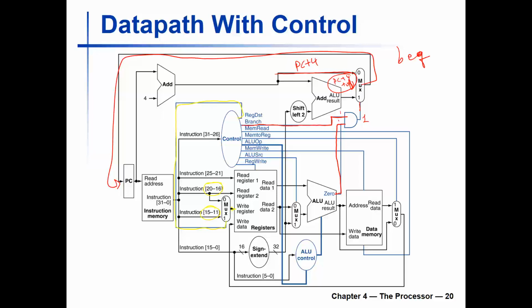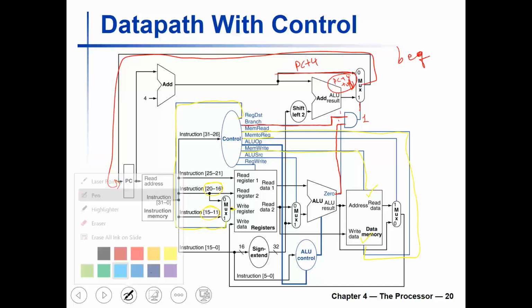Now these are the mem read and the mem write control signals. This is the mem read, and this is the mem write. Those two control signals are active: mem read during load, and mem write during saving data to memory.